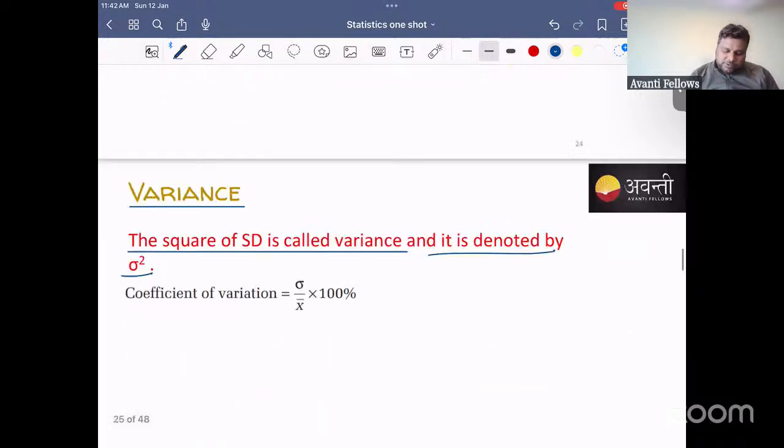There is a term also, coefficient of variation, which is very less used but still sometimes it is used. So we should be aware of that. That is standard deviation upon x bar into 100. So this is what we call coefficient of variation.